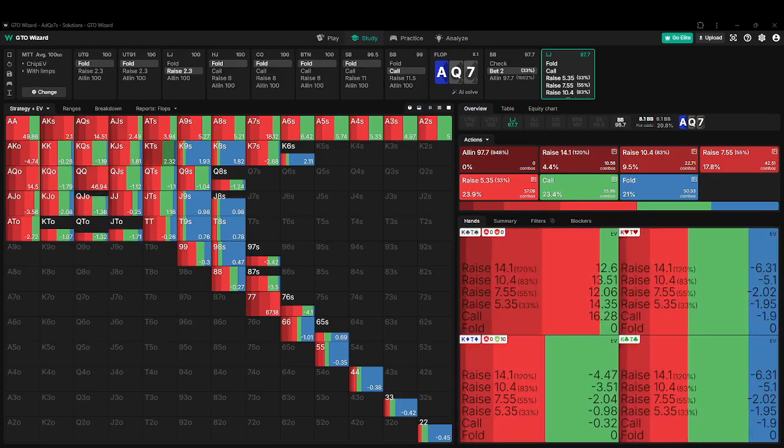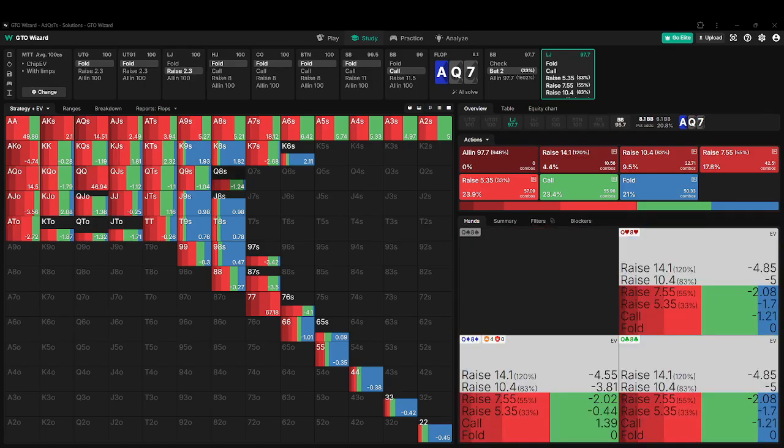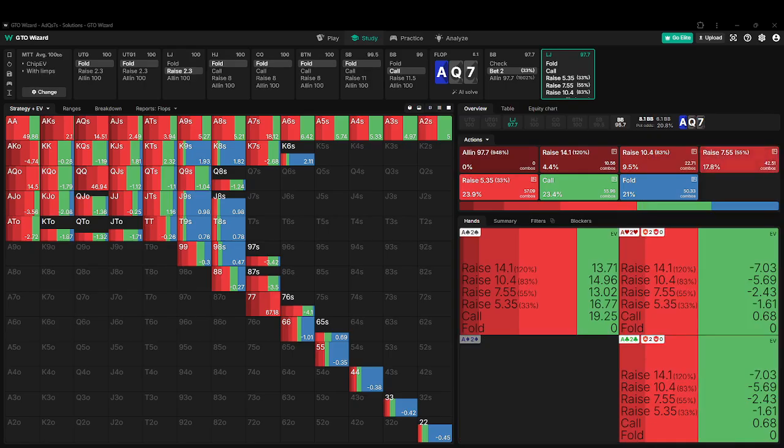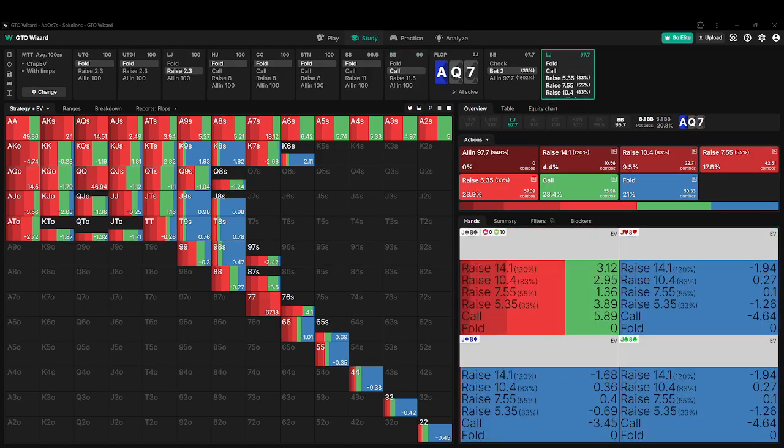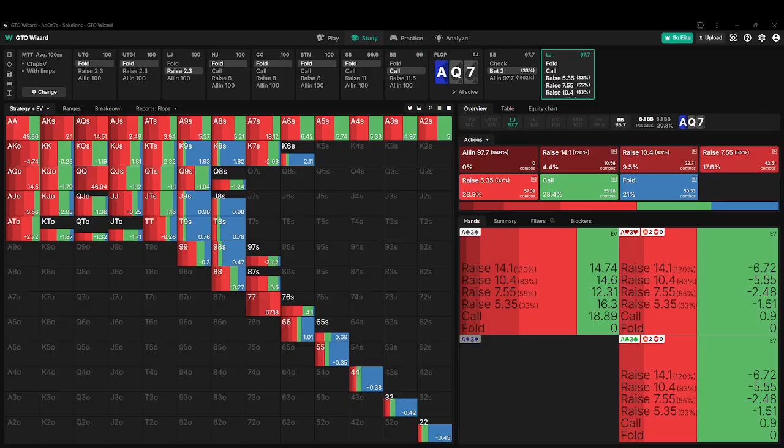If you have any kind of equity whatsoever, you can basically just raise here and go either 5.35 big blinds into an 8 big blind pot, or 7.5 big blinds. Going close to the size of the pot, around that range, makes it really hard for them to respond, because we have nearly all the nuts.